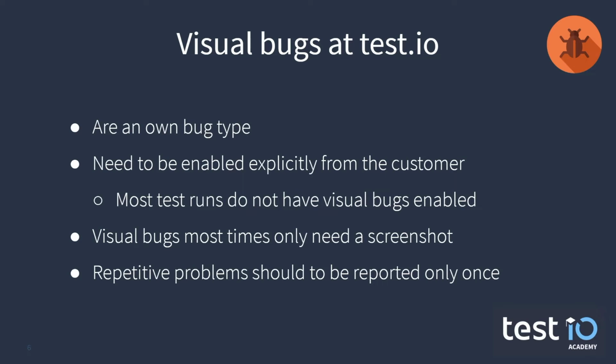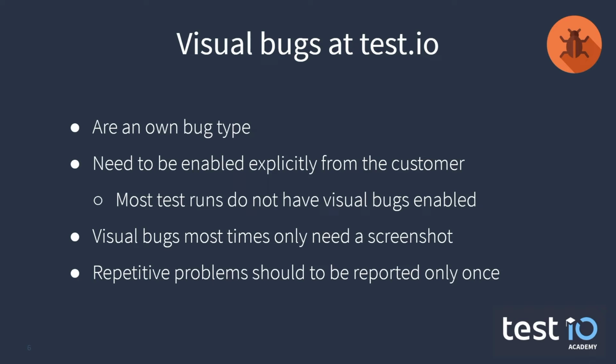Visual bugs at test.io are an own bug type and need to be enabled explicitly from the customer. Most of the tests do not have visual bugs enabled. Visual bugs most times only need a screenshot. They only need an additional screencast if there's a step needed that can't be easily seen in the screenshot, as maybe an action is needed to see this visual problem.